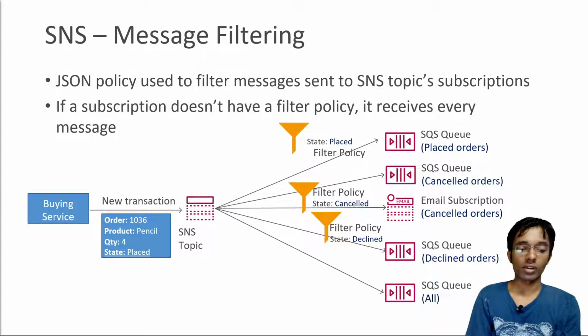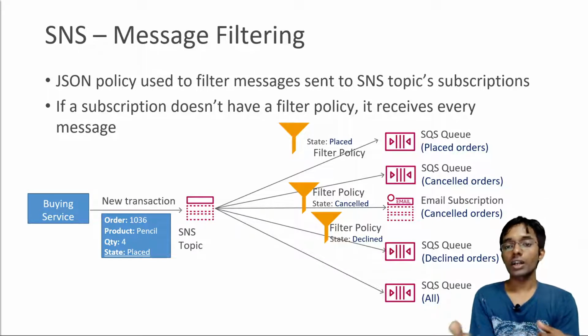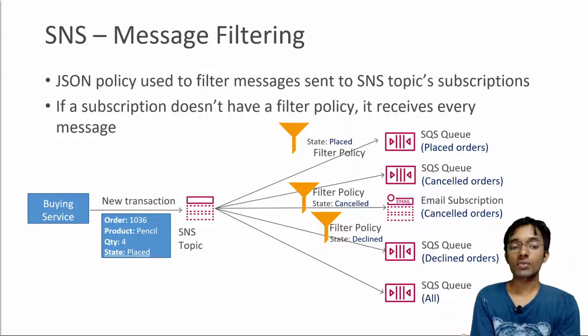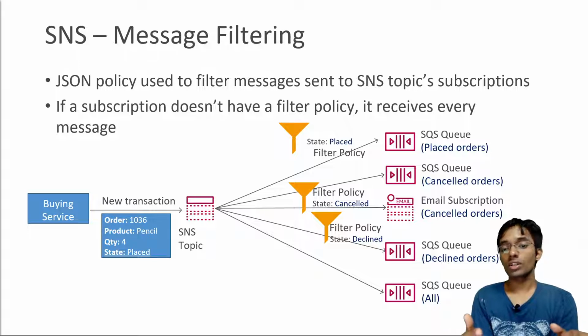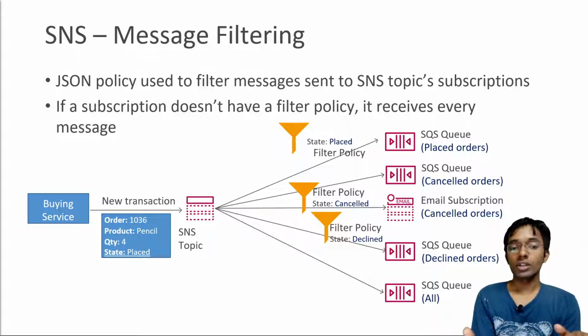One last feature of SNS that can be really handy regarding the fan out pattern is that you can do message filtering in SNS. So what is message filtering? Well, it's a JSON policy that is used to filter messages sent to the SNS topic at subscription. If a subscription doesn't have a filter policy, it will receive every message, and that's the default behavior.